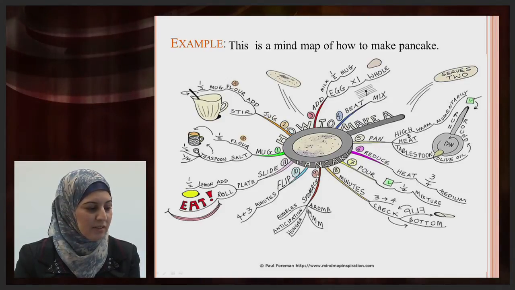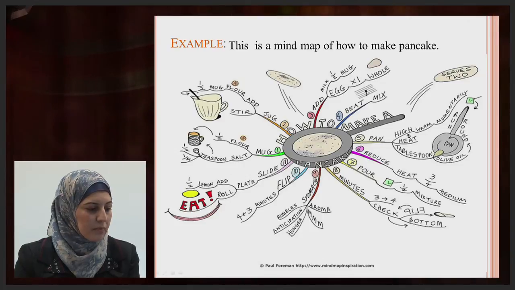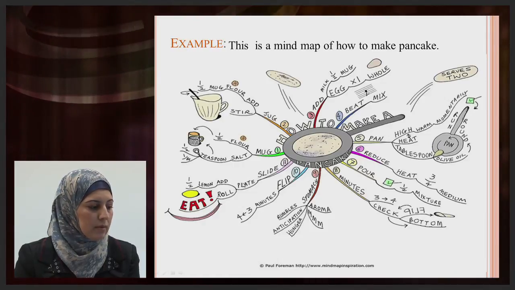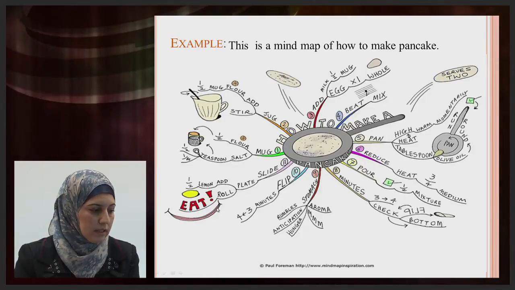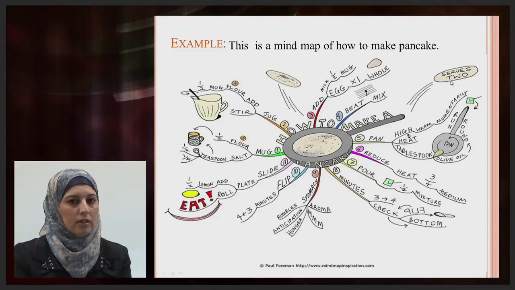Number 9, stomach. It is experiencing different feelings. And number 10, flip, 3 to 4 minutes. 11, slide, plate, add half lemon, roll, eat. And here you see serves 2. Of course, this is not a part of the process, as I said. Therefore, you can start with it or you can just leave it till the end.